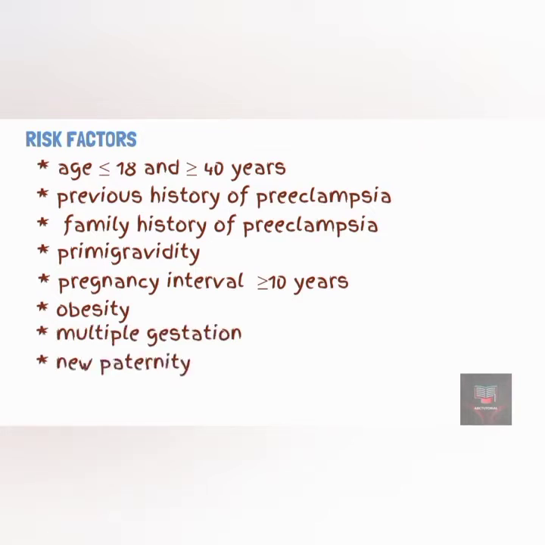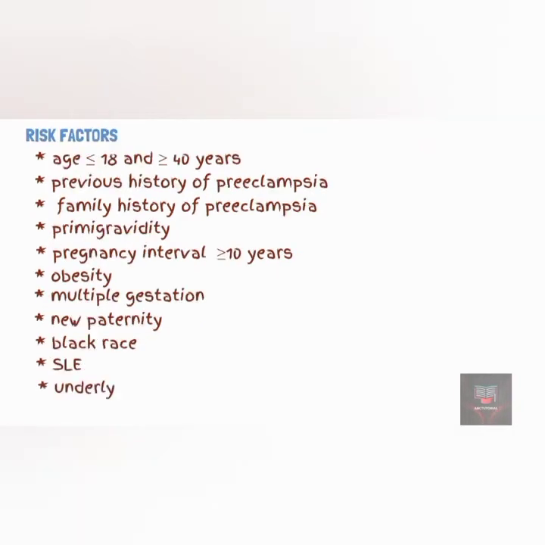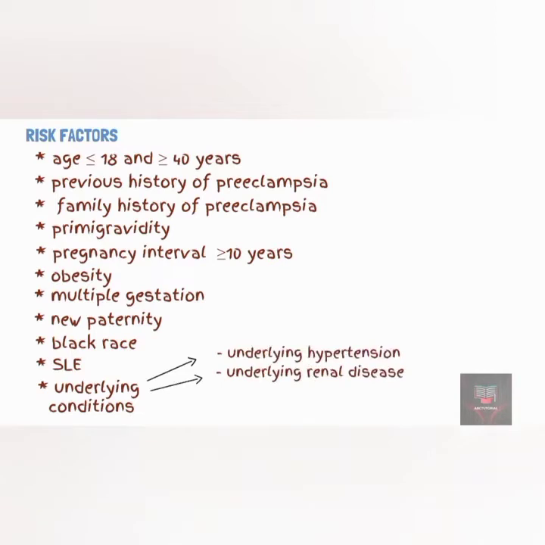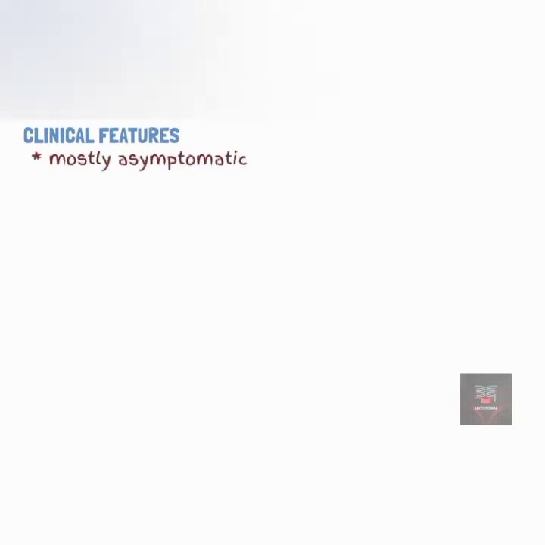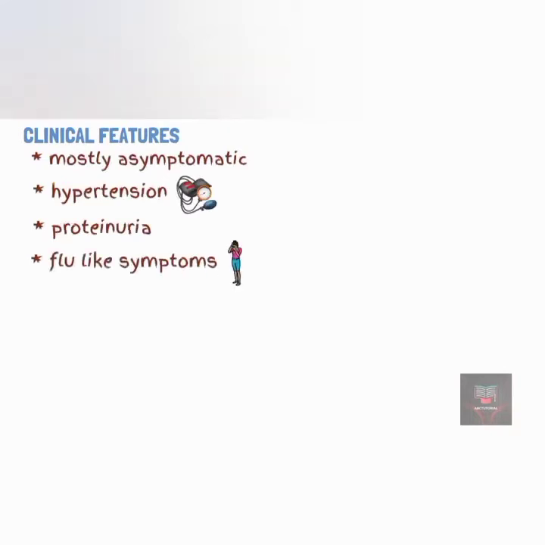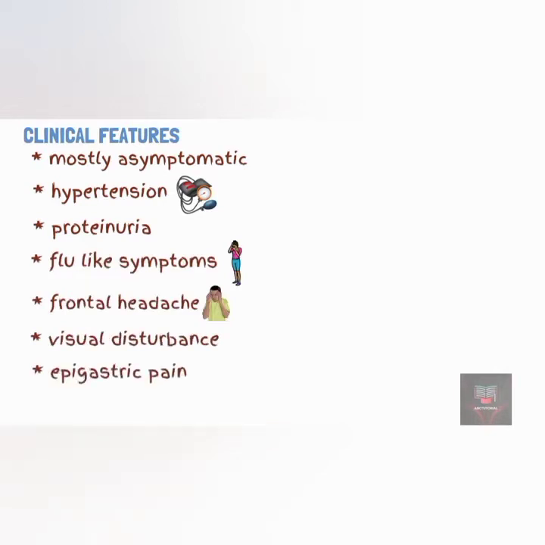It is also more common among blacks and also in women who have SLE, systemic lupus erythematosus, and also in women with underlying medical conditions such as women with pre-existing hypertension, pre-existing renal disease, pre-existing diabetes, and the women with antiphospholipid syndrome. Preeclampsia is mostly asymptomatic, but in addition to the elevated blood pressure and proteinuria, they may present with flu-like symptoms, headache, visual disturbance, epigastric pain, and edema.